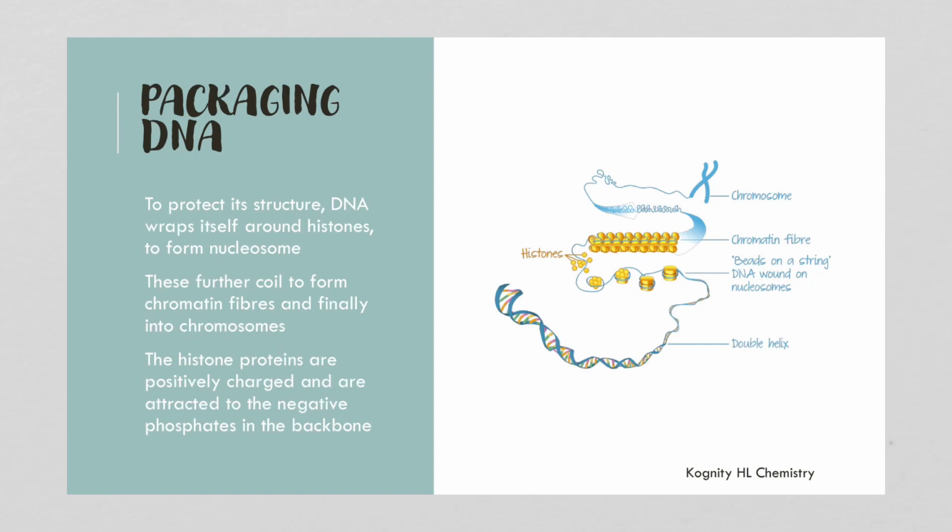Again, in our biology class, we learned how DNA is packaged. So to protect the structure, DNA is actually wrapped around histones, which are 8 stabilizing proteins, and they wrap around to form a nucleosome. And then the nucleosomes coil further to form chromatin fibers, and then they coil on each other to form the visible chromosomes that we recognize. And the histone proteins are positively charged, and they get attracted to the negative phosphates in the backbone. So we didn't in biology learn why they're attracted to one another, but it's because of that positive charge on the histones and the negative phosphates in the backbone of DNA.